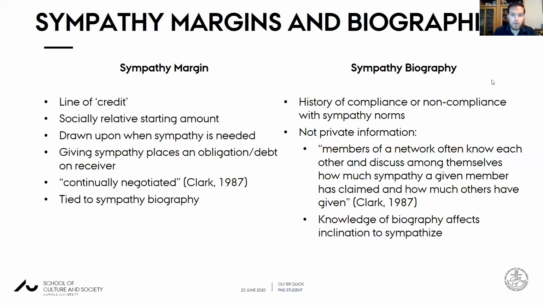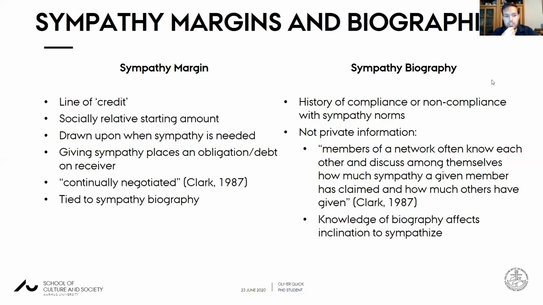The sympathy biography, however, is not private information. People talk. As Clark says, members of a network often know each other and discuss among themselves how much sympathy a given member has claimed and how much others have given. So if, for instance, you have a sibling who is always coming to you with a sob story and needing money, and you know that they're actually lying with their little stories that they constantly have, and you know that they're using that money for drugs.